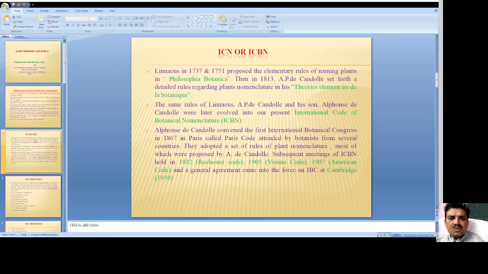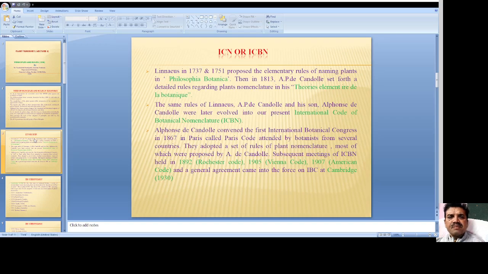But all those visions were not truly scientific because scientific literature did not come into the limelight during that period. After the Renaissance in Europe and the development of science and technology in America, the thought of the germination of these particular domains was expedited, and it was Carolus Linnaeus who proposed the elementary rules of naming plants in his publication Philosophia Botanica in 1737 and in 1751. So, Carolus Linnaeus is regarded as the father of this particular science.